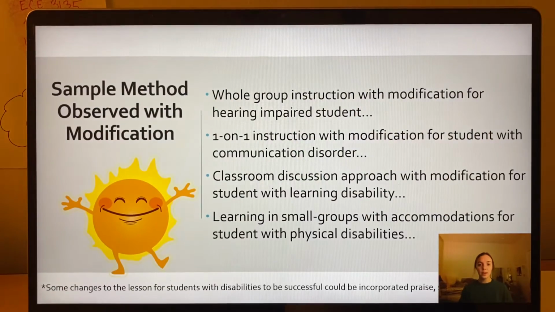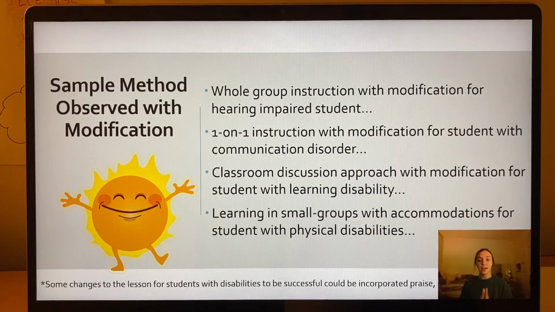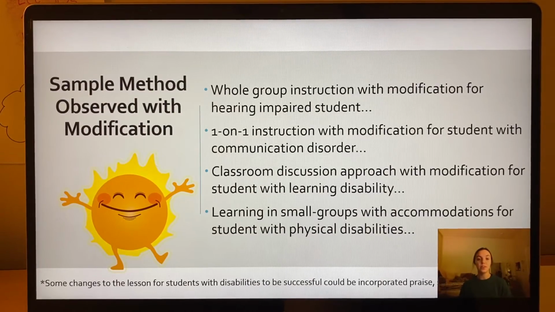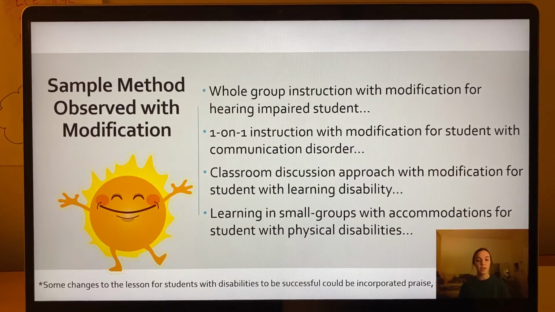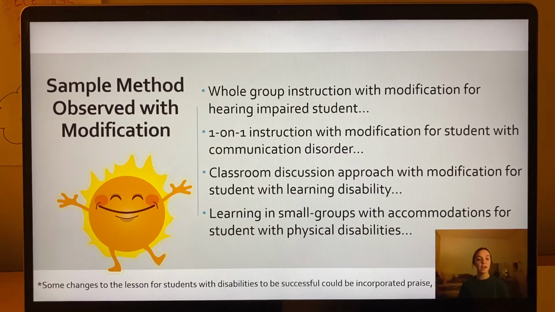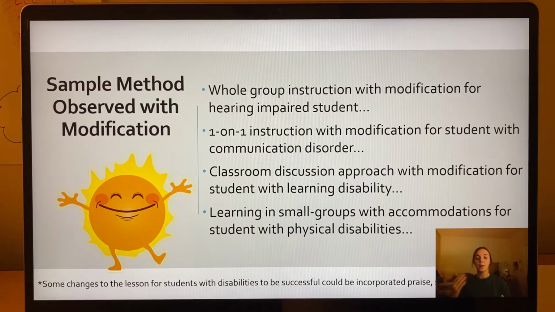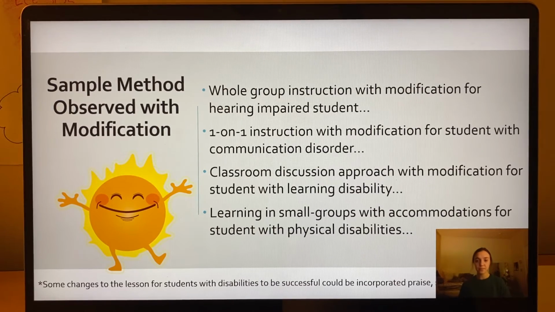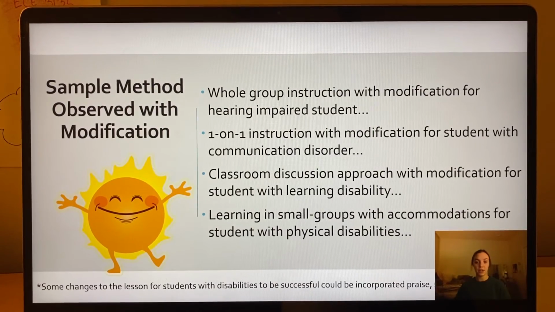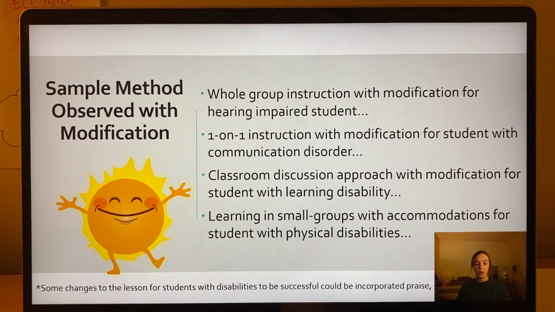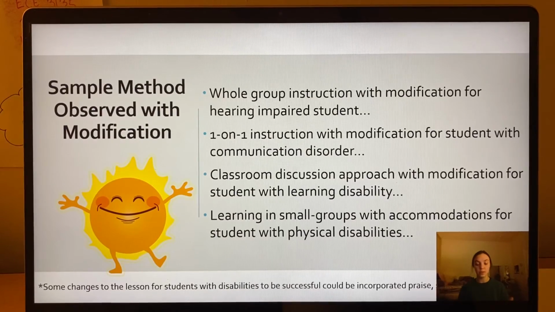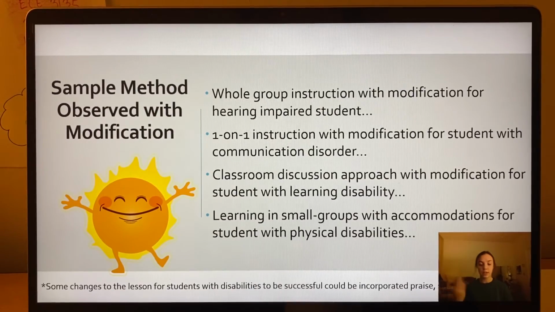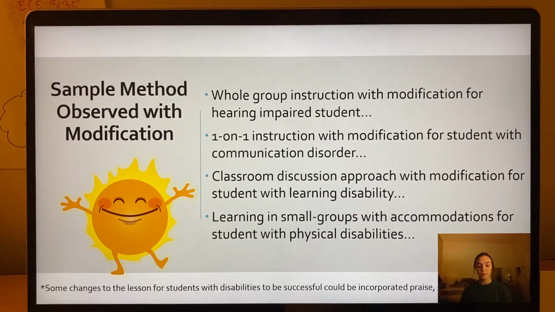So now we're gonna kind of look at both of those together. So the observed methods with our modifications and accommodations. So we have the slide: sample method observed with modifications. So some examples: I observed whole group instruction. So I said a modification for a hearing impaired student would possibly look like having a microphone for the teacher that she carries around connected to the student's hearing aids.